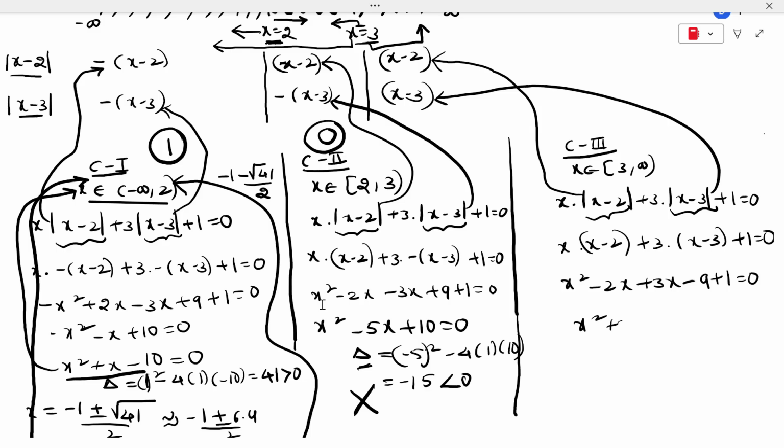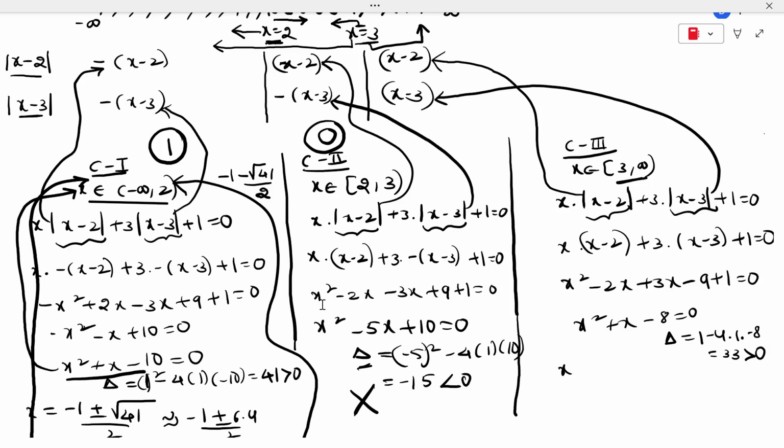So that is x square plus x minus 8 is equal to 0. What is the discriminant? It is equal to b square, 1 whole square, minus 4 into a is 1, c is minus 8. So 1 plus 32, which is 33, which is greater than 0. Yes, it can have real roots, but are they valid roots? When can we confirm that they are valid roots? When the root is between 3 to infinity, that is greater than 3.